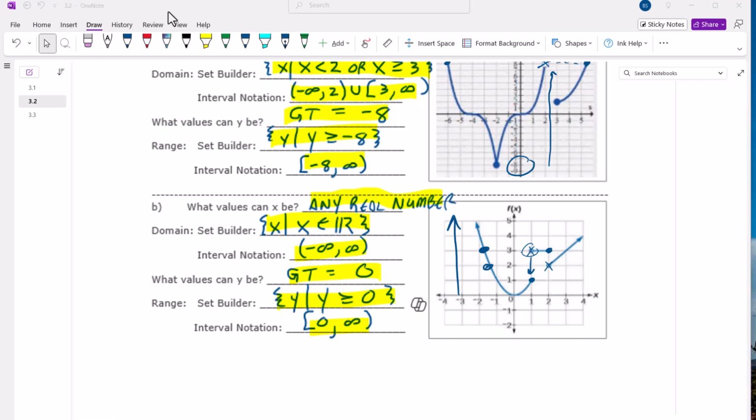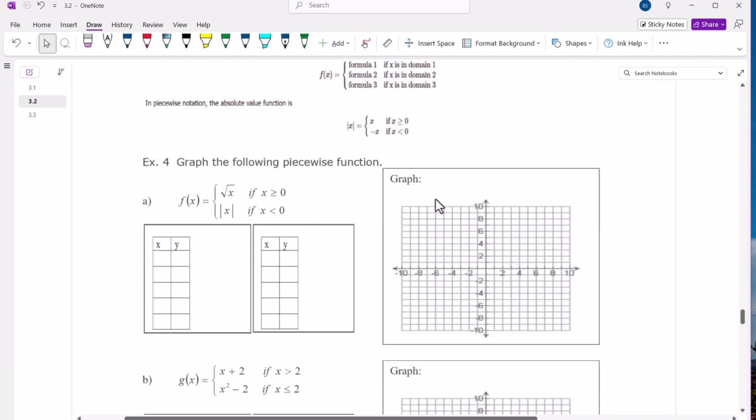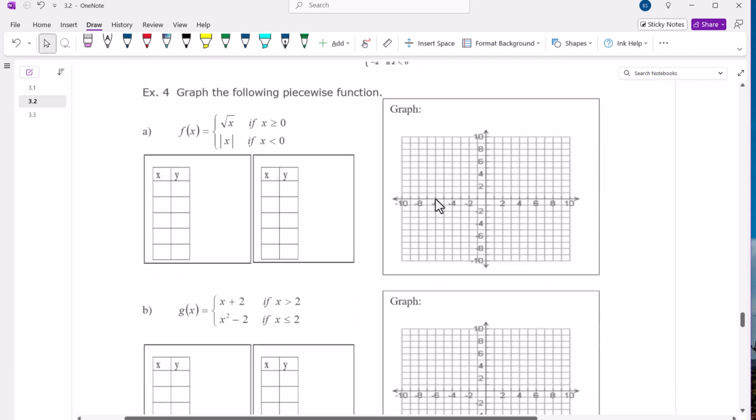Okay, so I'll move to the next page. Piecewise functions. This is an area that students struggle mightily with, and I never have been able to figure out why. A piecewise function just means you have 2 or more pieces in your function defined on different intervals. The best way to do it is to do tables of values. I'll go through and show you how to do this.